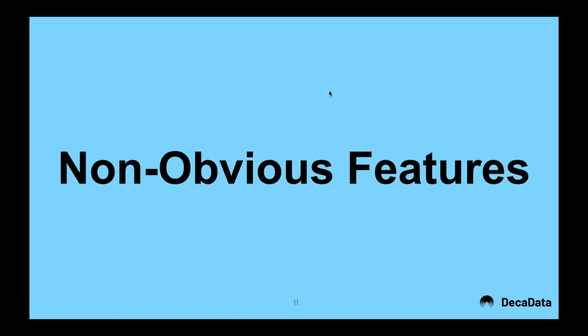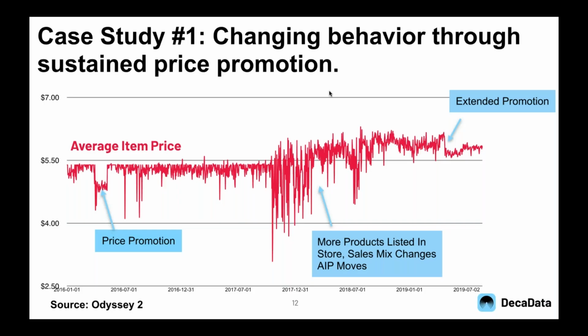Again, still looking at this first case study, the non-obvious feature we're going to display first is what I call average item price. We take the total dollar sales and we divide by the total unit sales, and this gives us the AIP, the average item price.